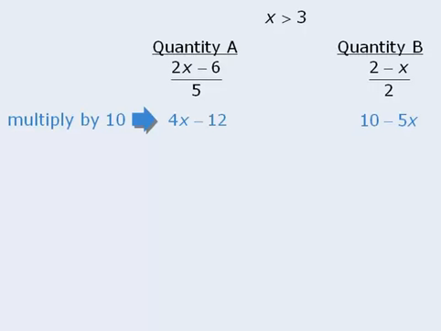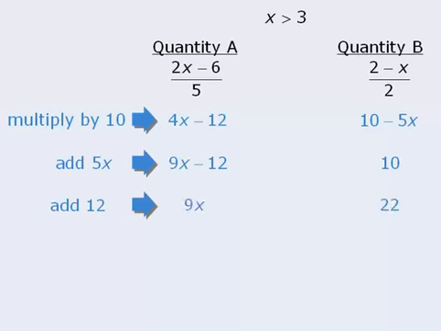From here, let's try to get the variables on one side and the non-variables on the other side. To do this, we can add 5x to both quantities to get this. Then we can add 12 to both quantities to get this. And finally, if we divide both quantities by 9, we're left with an x in quantity A, and in quantity B we're left with 22 over 9, which we can rewrite as 2 and 4/9.